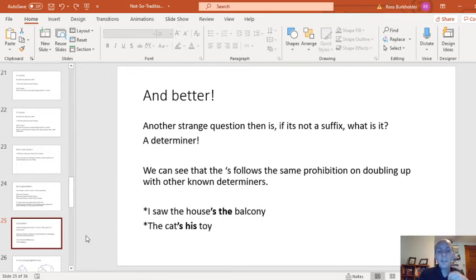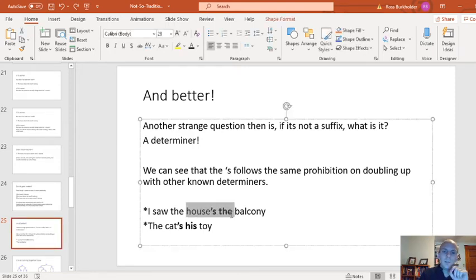But in modern syntax, we do. It violates this principle that we have already, that you can't have two determiners. Apostrophe S is a determiner here, and the is also a determiner, causing problems. Same thing, we see it in different situations. The cat's his toy, or the cat's this toy, or something like that. Any of these that you try are really terrible.